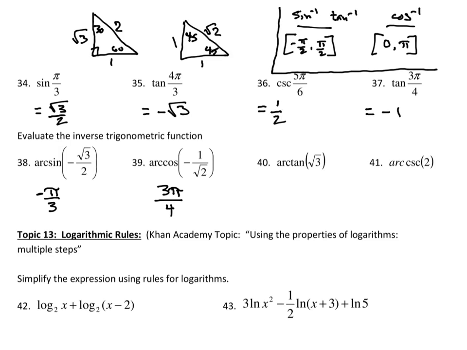Arctan of radical 3, that would be 60 degrees, so in the first quadrant would be pi over 3. And then arccosecant, which is the same as arcsine of 1/2, that'd be in the first quadrant, so that'd be pi over 6.